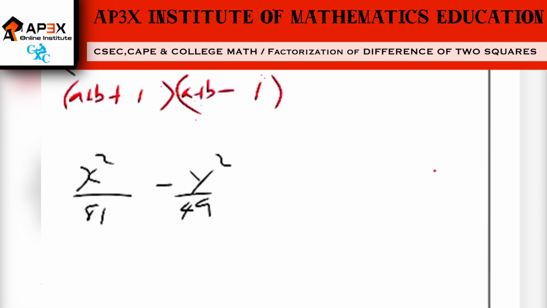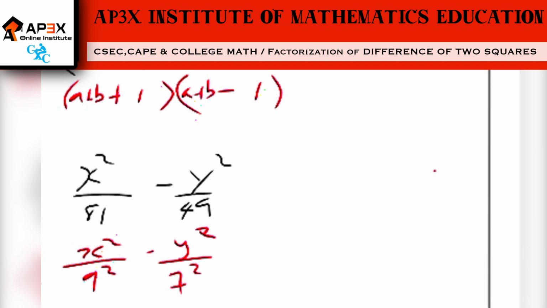Let's jump right into it here. So nothing has changed, guys. X is squared, y is squared. We're going to just say x squared over the square root of 81, which is 9, so that's 9 squared, minus y squared, the square root of 49 is 7, so that's 7 squared.